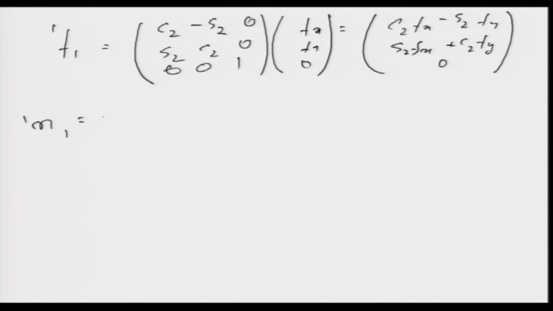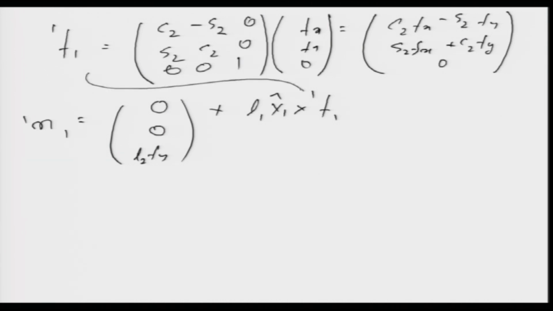Now, moment 1 is equal to 0, 0, the moment on the previous, it is L2 f y plus L1 in the direction of x cross f y, right. And if you put in the values and find the cross product, what we get is 0, 0, L1 S2 f x plus L1 C2 f y plus L2 f y. Okay. So, this is what we get as the moment on the first axis.